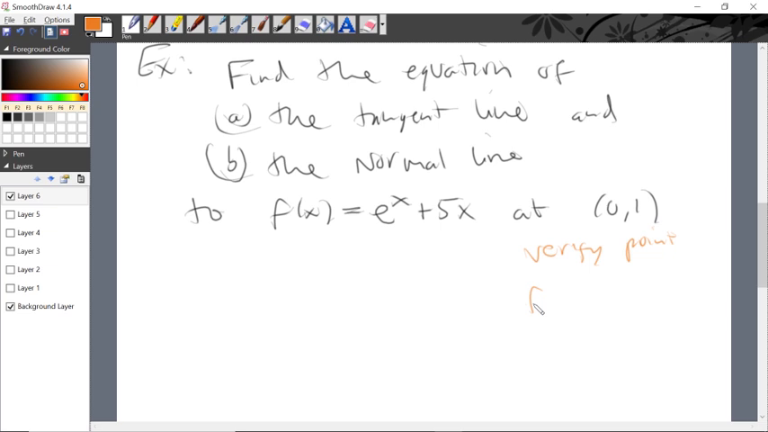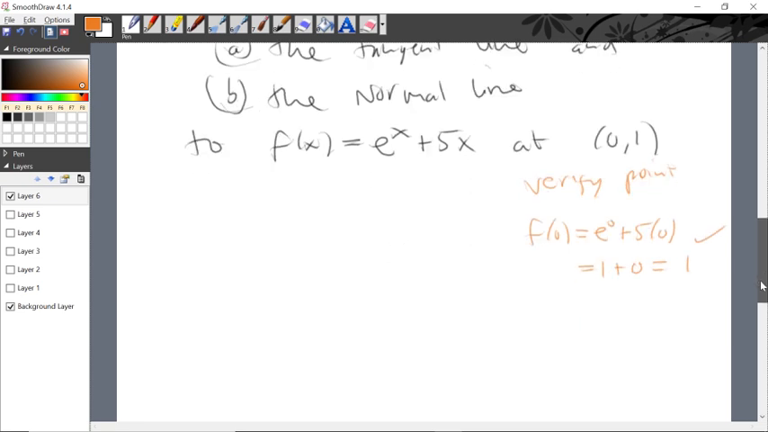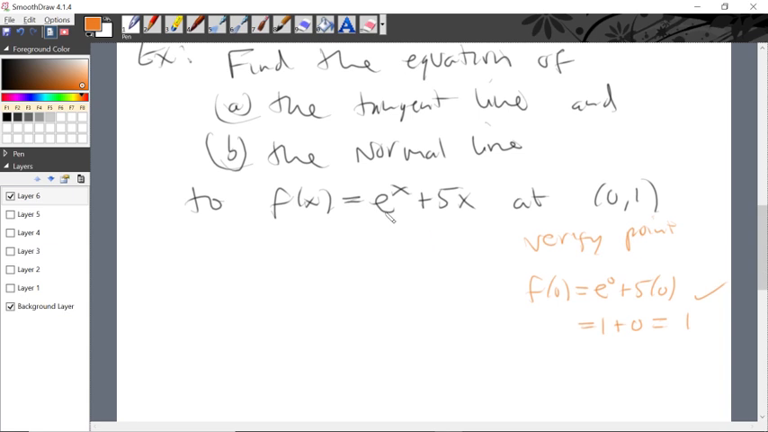If we go to the function, we get f of 0 equals e to the 0 plus 5 times 0, and that just equals 1 plus 0, which is 1. So we verify that, yes, the point (0, 1) is on the function itself. Without having to graph this function, we can have a picture in our mind's eye of how it's going to work out geometrically. As long as this function is continuous and differentiable when x is equal to 0, then we know geometrically that both of these features will exist. It requires that the derivative exists at that point. The function must be continuous and differentiable at 0.